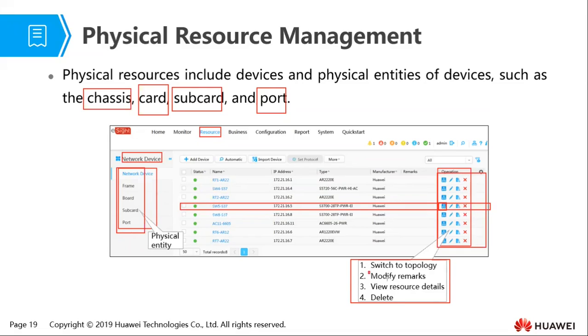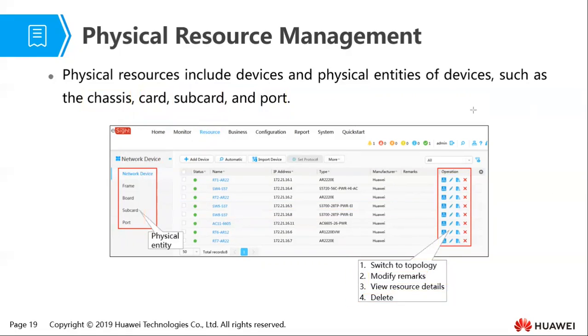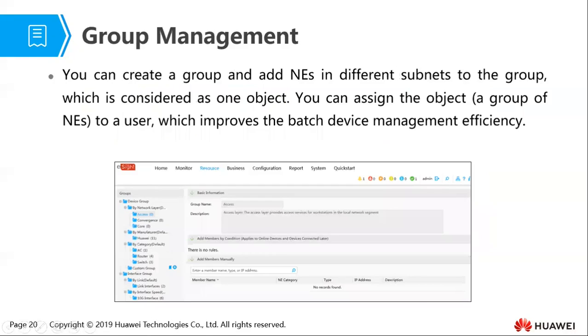You can modify remarks, just like a comment. For example, this switch is in Nakuru, something like that. And you can also see resource details, including the name of the switch, the version of VRP it's running, and many other details. And you can actually remove it by clicking on the X here. So you can delete it. In the same way you can add devices, you can also delete devices.